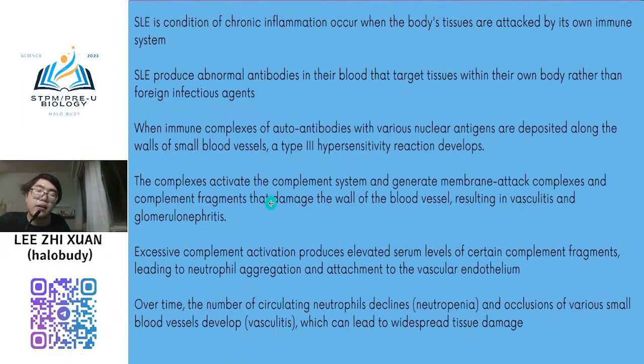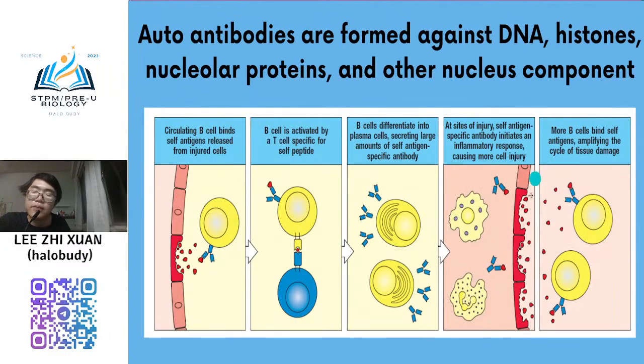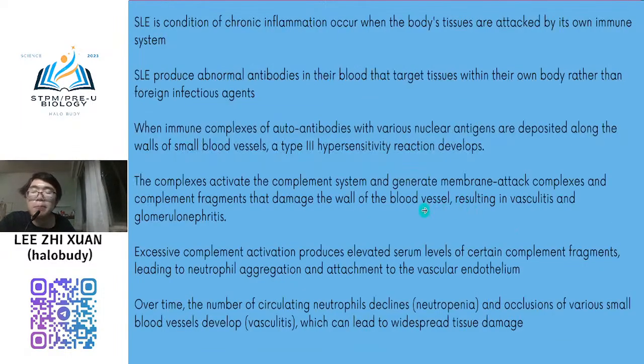You know that you already destroy your cells. Even your blood vessel contains endothelial cells, right? These cells can also be attacked by this antibody. So once it attacks the blood vessel, the endothelial cells, it will cause vasculitis, inflammation of the blood vessel, and your glomerulus can also be inflamed.